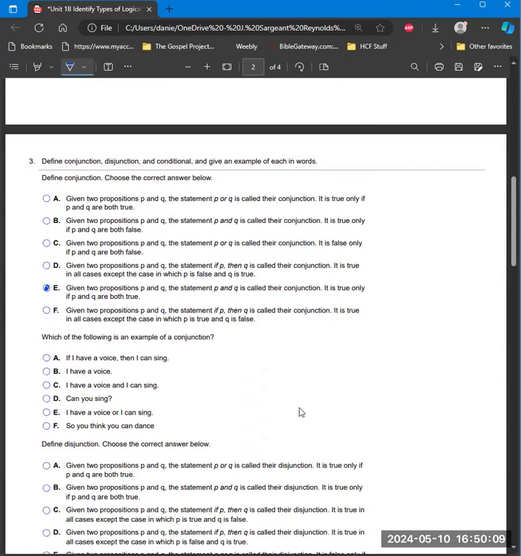So which of the following is an example of a conjunction? I have a voice and I can sing. See the word and in there? That's what makes it a conjunction. You're looking for the word and.